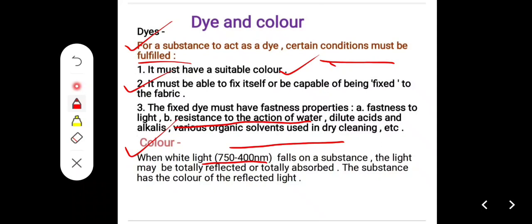But if some portions of the light are absorbed, the substance gives the color of the reflected light. That is the color, and a complementary color can arise.